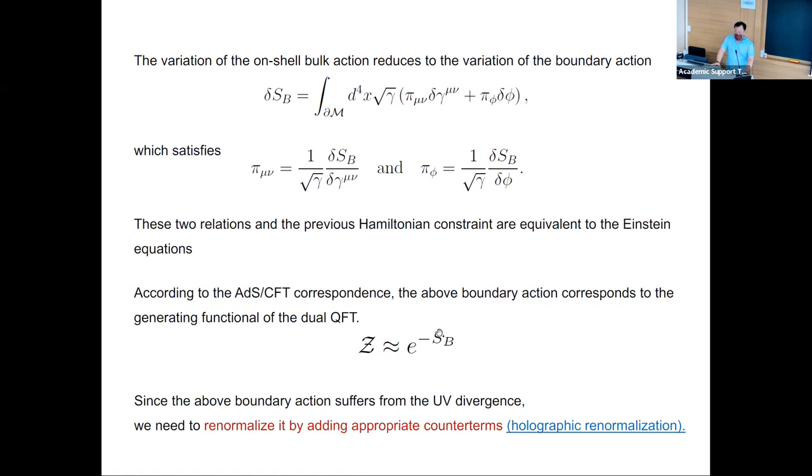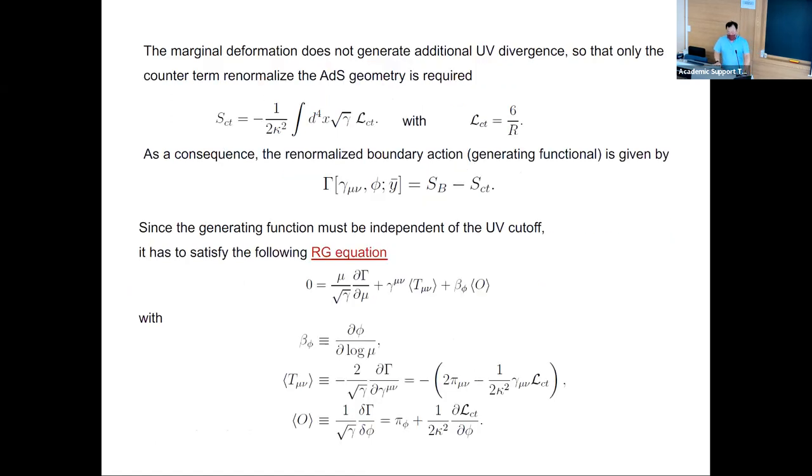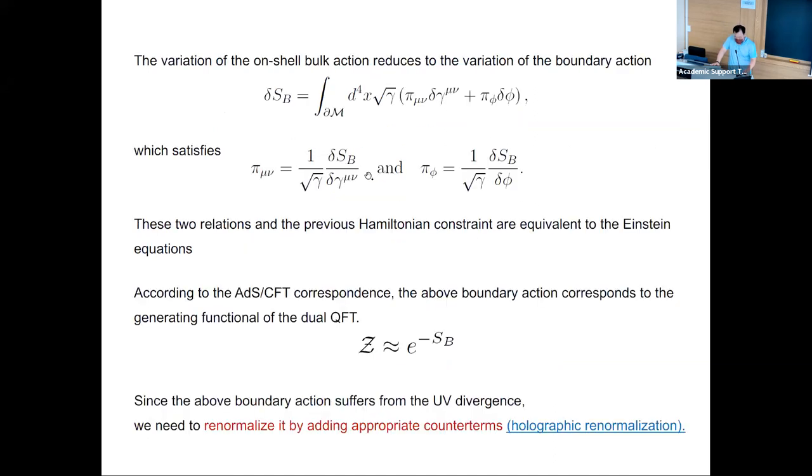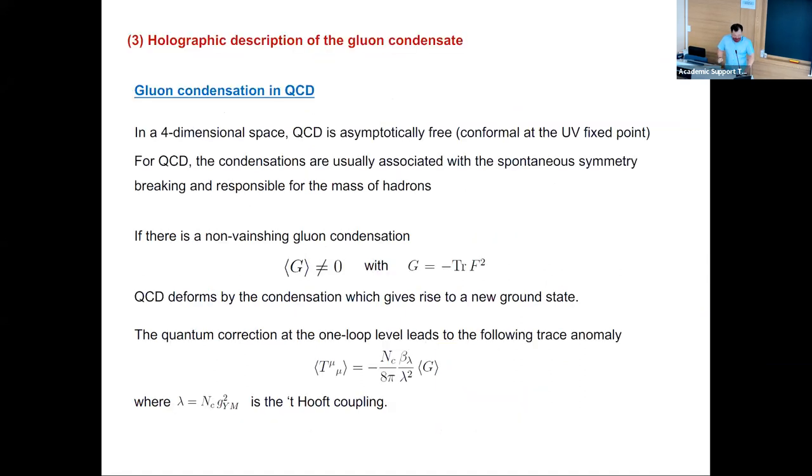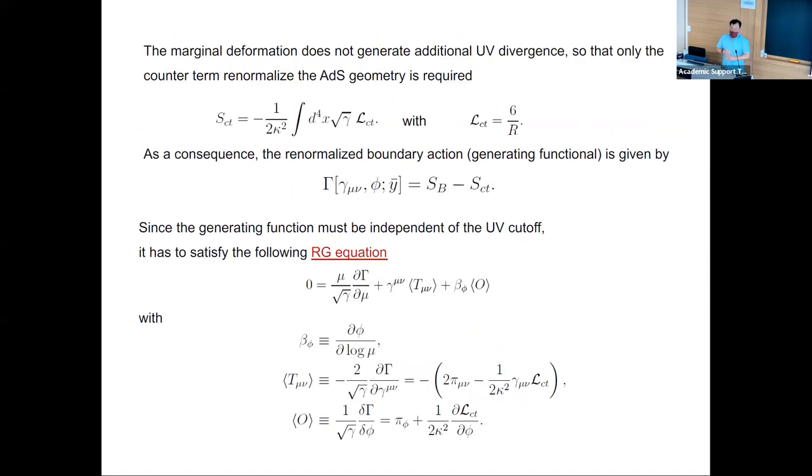So this quantity corresponds to the full partition function. By varying this partition function with respect to some coupling or source, we can obtain the VEV of the operator. This partition function should be scale independent, and that scale independence gives rise to some algebraic equation.